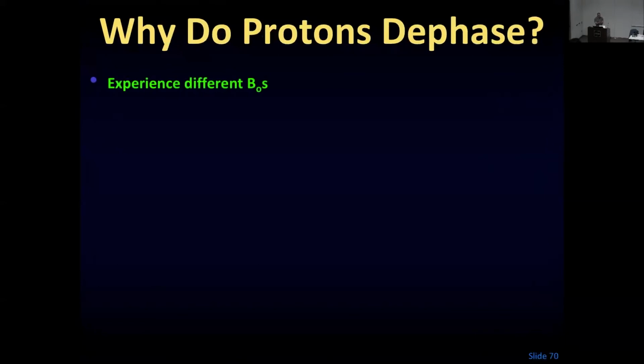Well, there's only one explanation for why protons can dephase. What is the frequency of precession? The frequency of precession is governed by the Larmor equation. The Larmor equation says the frequency is the gyromagnetic ratio times B0. The gyromagnetic ratio of every proton is the same. That's a quantum mechanical property. So therefore, there's only one possible explanation for why protons can dephase. Protons must experience a different magnetic field. So every proton has a slightly different magnetic field that they're experiencing, and because their precession frequency is proportional to the magnetic field, if every proton has a slightly different magnetic field, then they have slightly different precession frequencies.